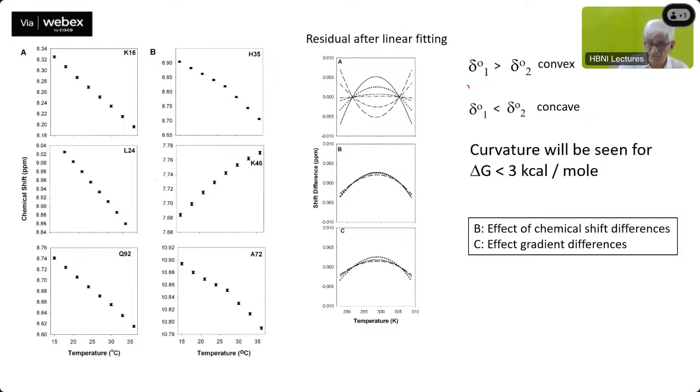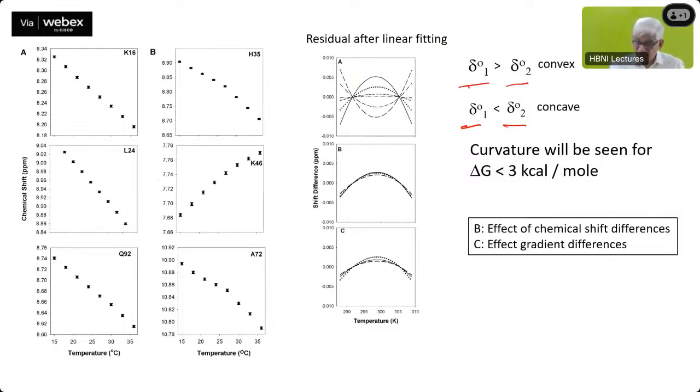This will depend upon the relative magnitudes of delta 10 and delta 20. Which one is upfield, which one is downfield compared for the two states. So if delta 10 is greater than delta 20, it means that delta 10 is more downfield compared to state 2. And otherwise, if this is upfield compared to this, you will have a concave shape like this. So therefore, curvature will be seen for delta G less than 3 kilocalories per mole. If it is larger than 3 kilocalories per mole, then you may not be able to see it because the exchange rates are very slow then. So you may not be able to see the differences in that one.